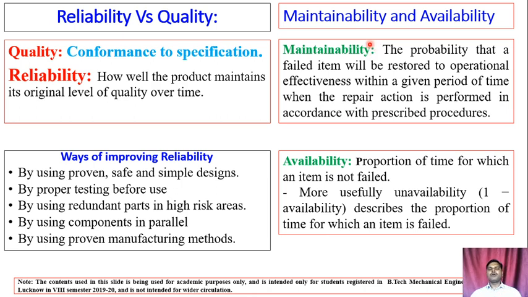Like the car's battery, that is maintainable. If one of the cells of the battery becomes faulty or damaged, then it may be replaced. But the battery or cell of a torch is not repairable. That has to be thrown away if it is not working properly. The second parameter is availability. Availability is basically the proportion of time for which an item is not failed, that is, operative without any failure. We can also use the term unavailability, that is 1 minus availability.